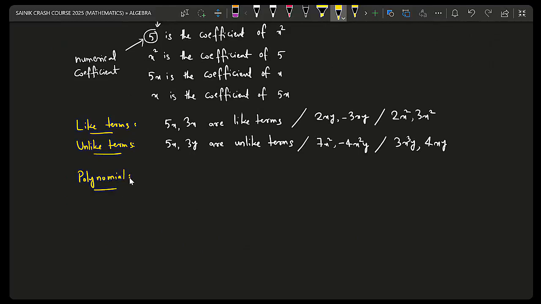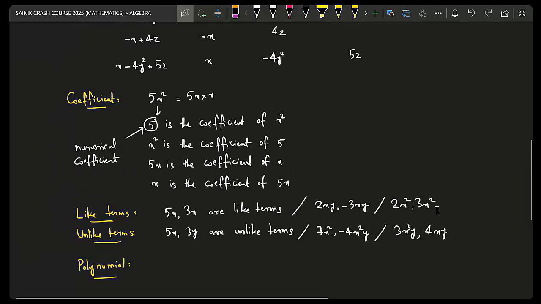Before we discuss polynomial, any doubts you can ask? Mayuk, any doubt? Yes, Mayuk.